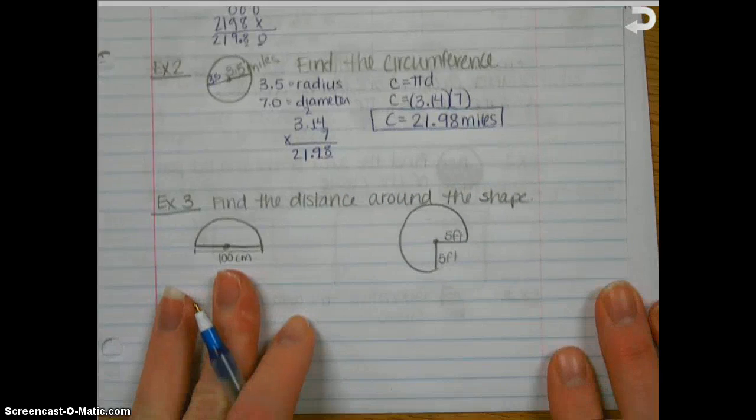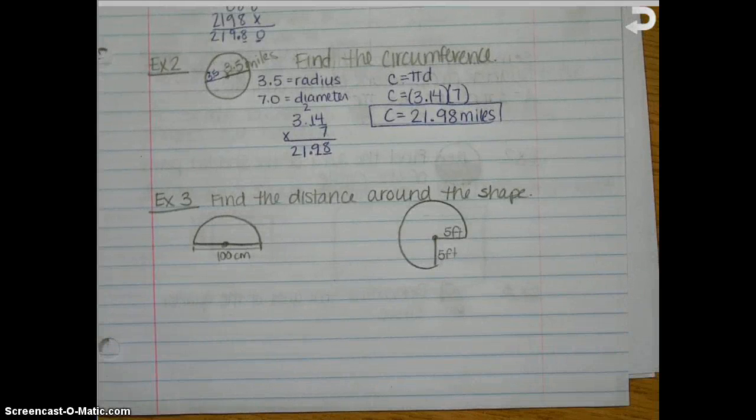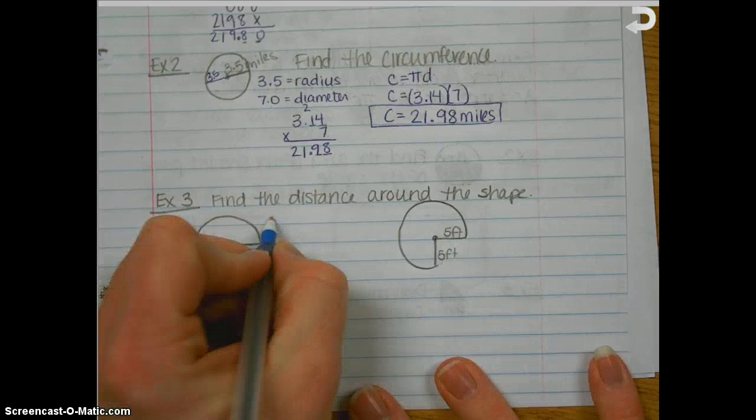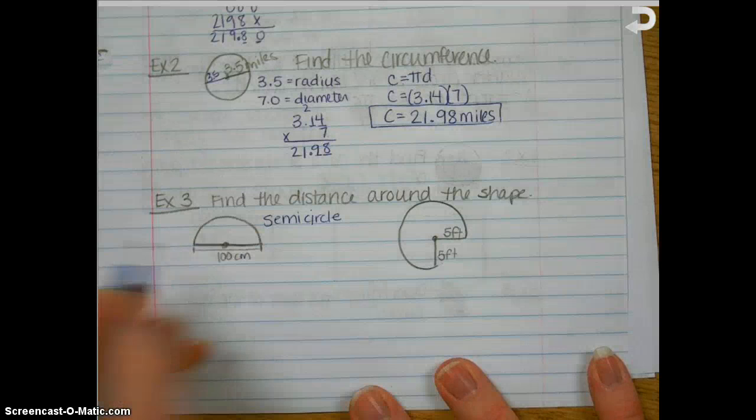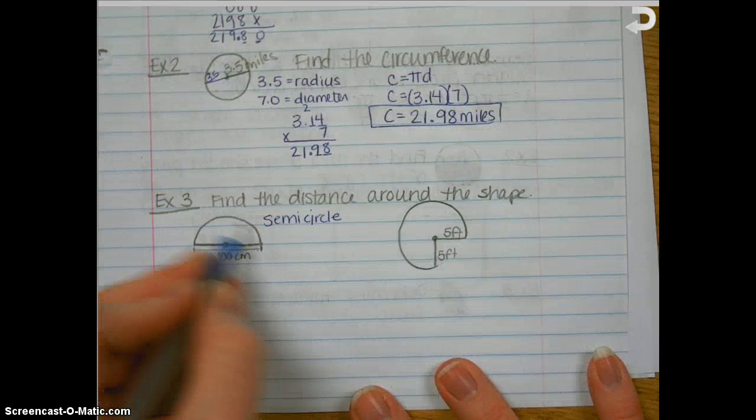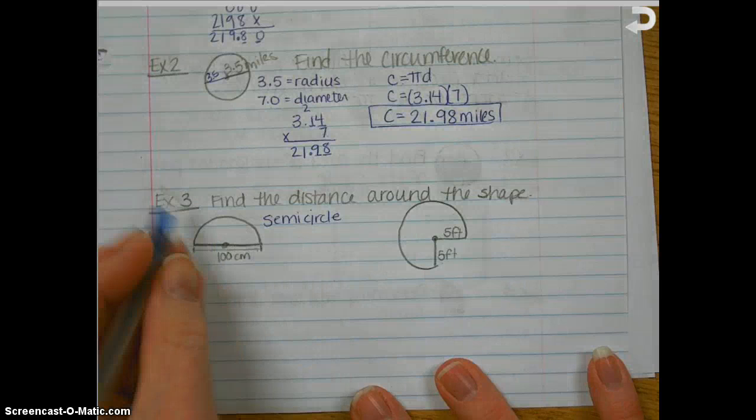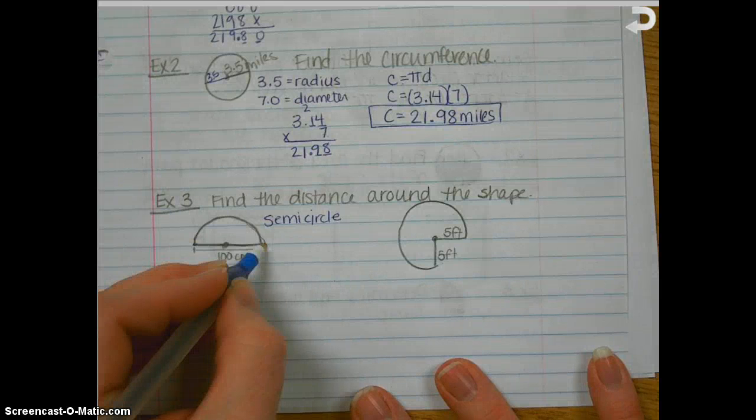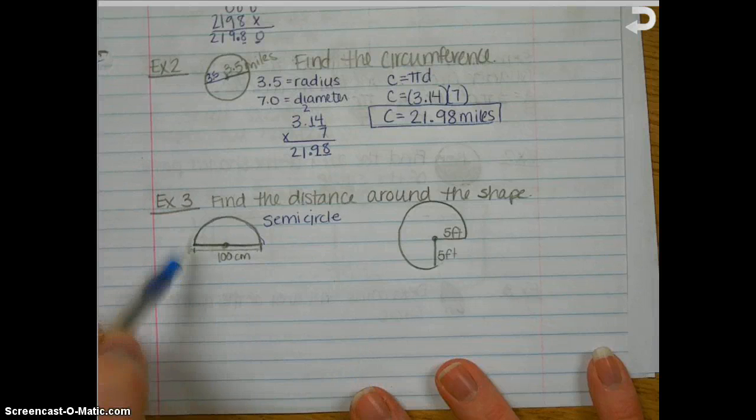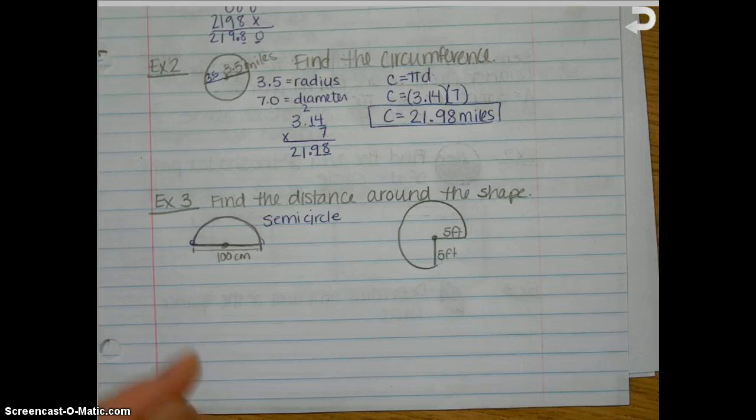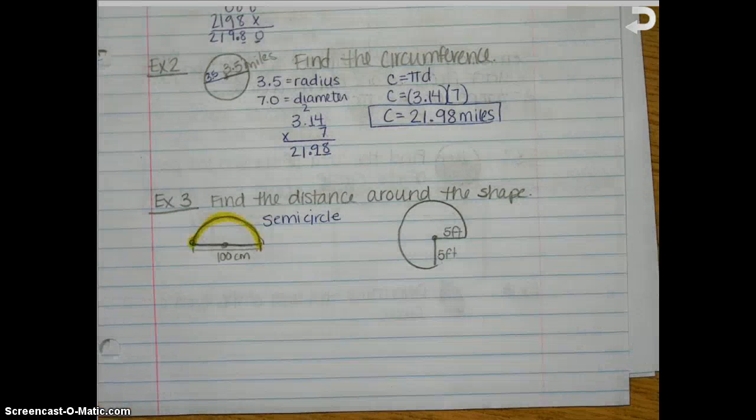Now, being in 7th grade, you start getting different kinds of circles. Here we have a semicircle, which is basically half a circle. So we want to find the distance around the shape. So basically, if you start here and you go all the way around the shape, what would that distance be? So I'm thinking that's half a circle. So from here, let me highlight it for you, from here all the way to here would be half the circumference.